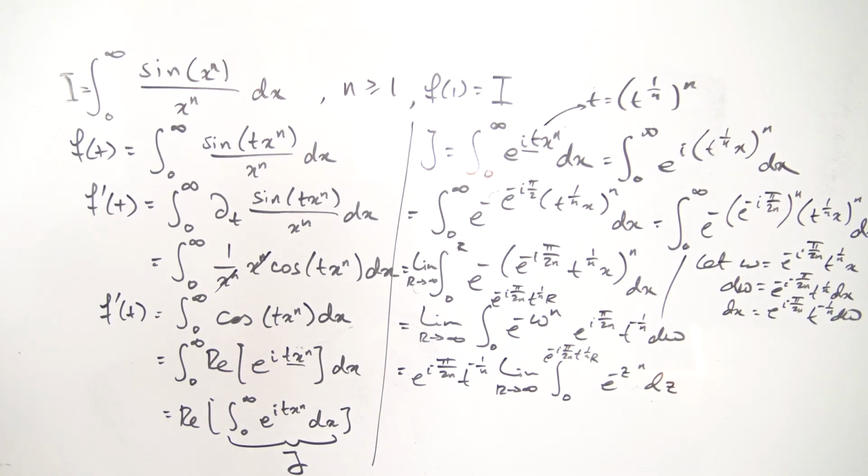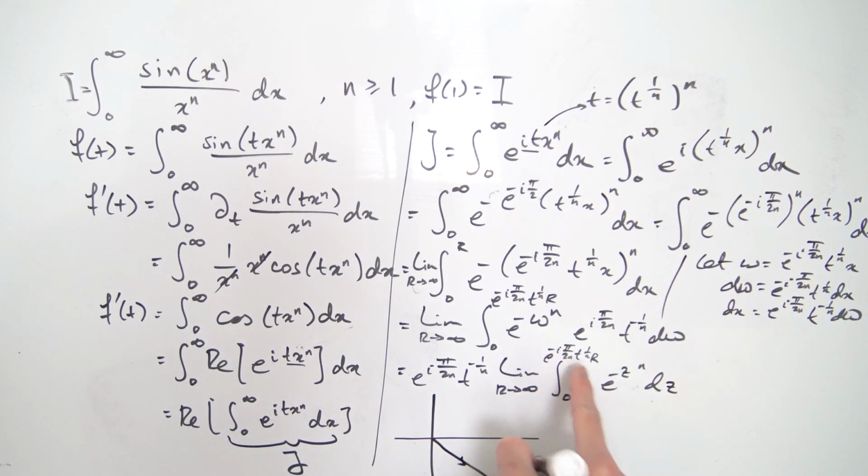So how can we do that? We're going to be taking a look at what this path looks like in the complex plane. So if we draw up our complex plane, like so, notice that this complex number, we have e to the minus i pi over 2n. We have this minus right here, which indicates that our path is in fact pointing downwards, like so. So we're going from 0 to whatever this number is.